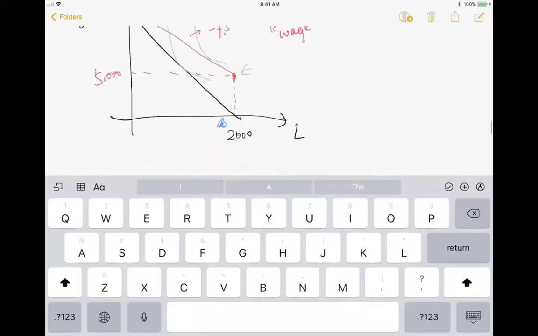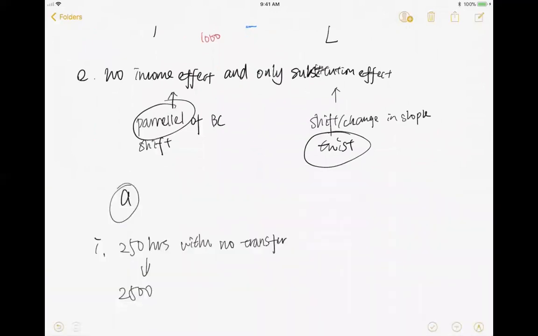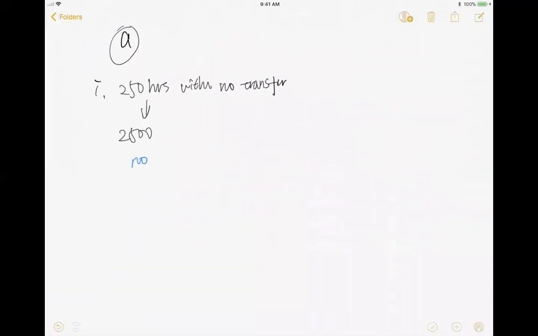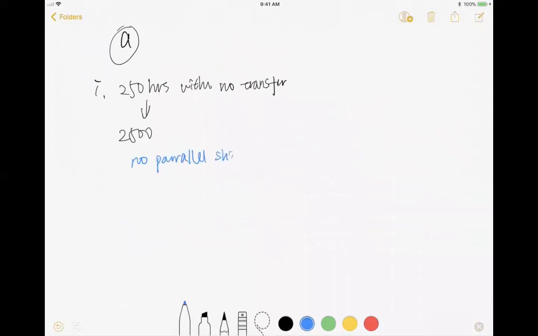So for non-parallel shift, let me write it down here. Oh, what's happening? Yeah, the non-parallel shift is greater, maybe is significantly greater in plan B. So this tells us plan B will have the largest reduction in hours worked.